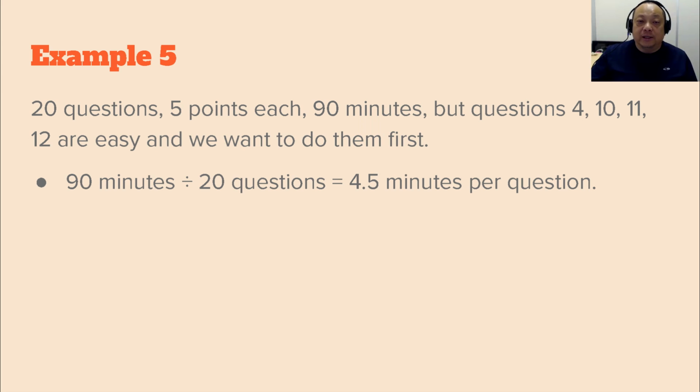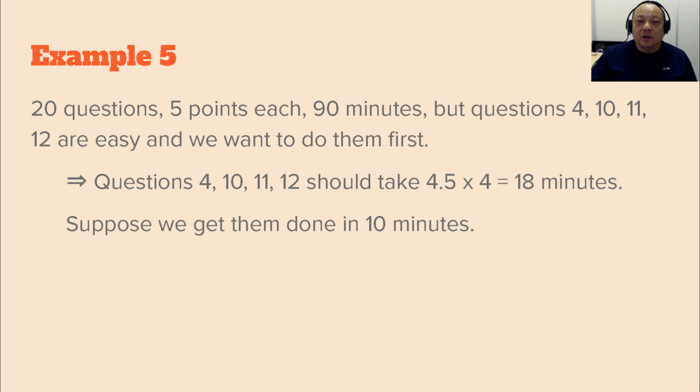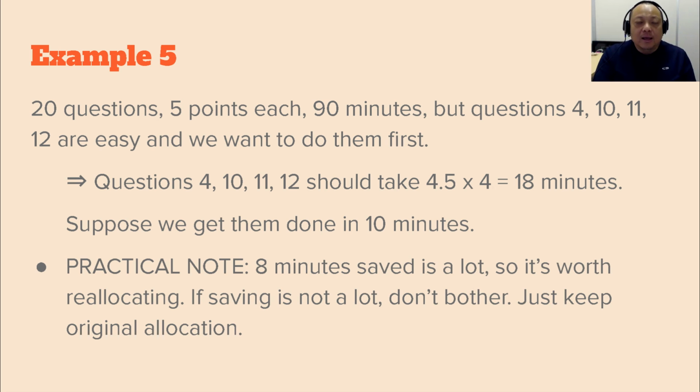Let's first allocate normally. 90 minutes, 20 questions, that means 4.5 minutes per question. We're doing the easy questions. We expect to spend 18 minutes on them because there are 4 of them. But suppose they're easy, so we get them done in 10 minutes. Here's a practical consideration. We're reallocating time here because we saved 8 minutes, which is a lot, almost equivalent to 2 questions. So it's worth spending time reallocating. If the saving was not a lot, it may not be worth the trouble. Maybe just keep the original allocation.